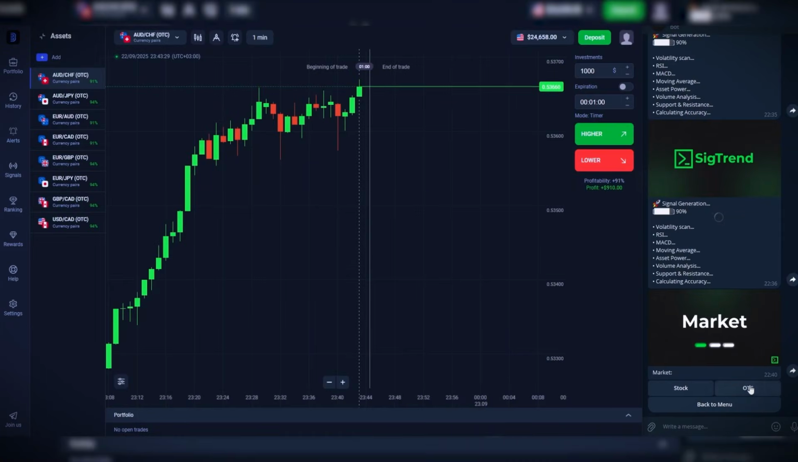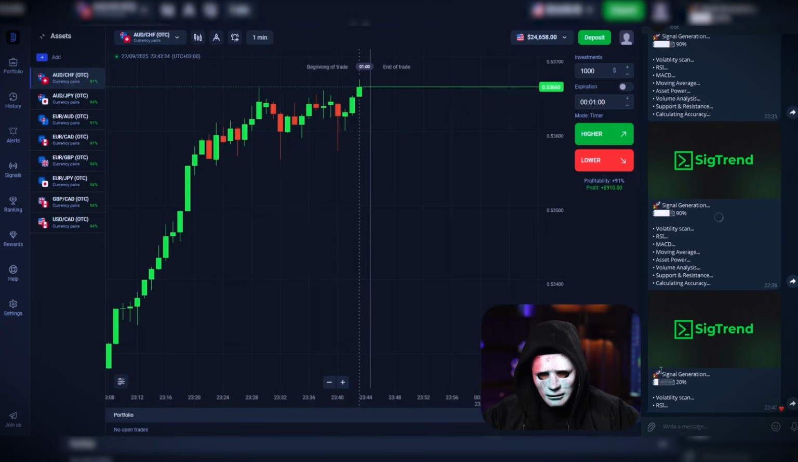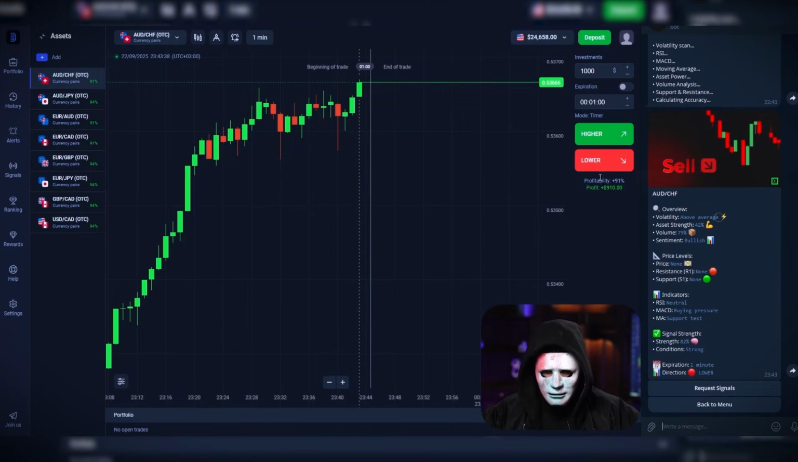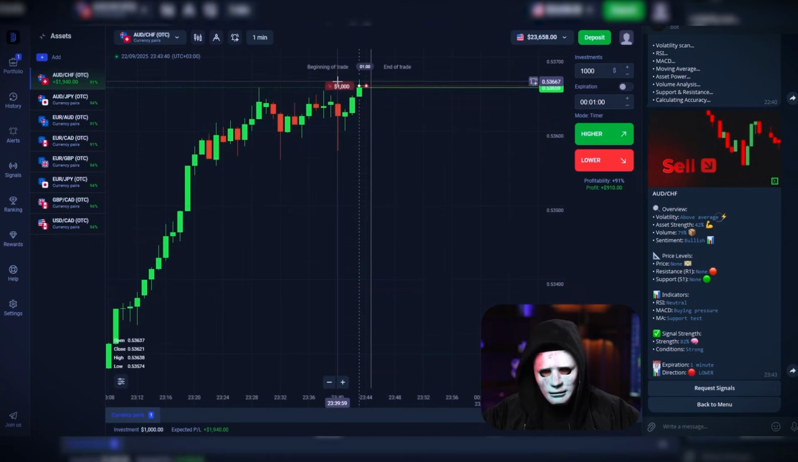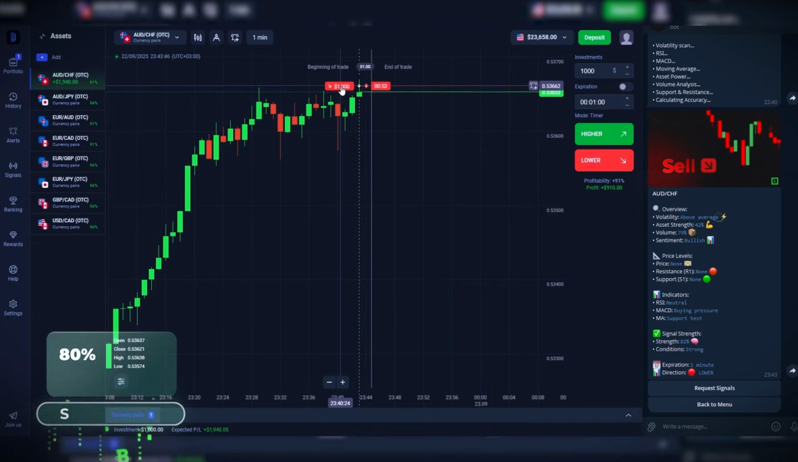Now I'm going to show you how our bot, SigTrend, works. We're going to enter trades for 1 minute at a time and watch, compare how it performs. Right now, the bot is telling us to sell. Look, we're entering with $1,000. My balance allows for that now, and I trade like this every day.